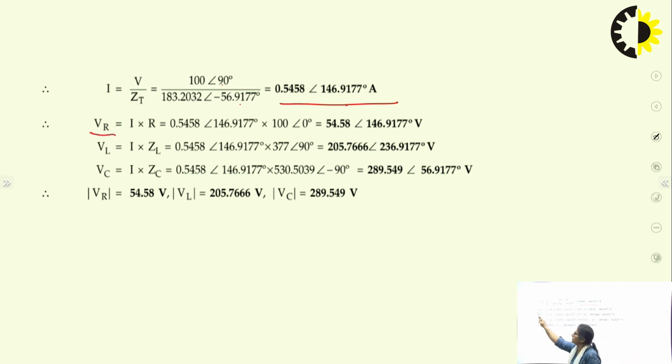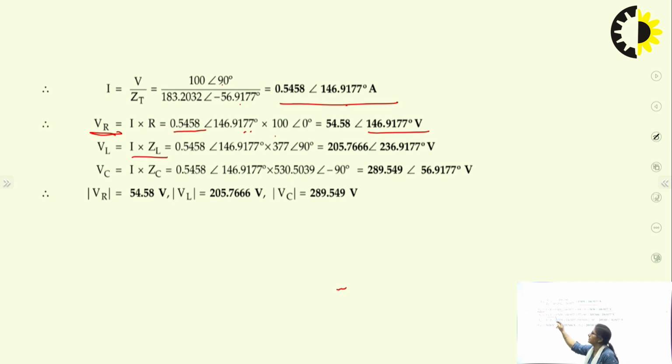Now, what is the voltage across the resistor? I into R. Current 0.5454 with an angle 146.9177. Resistor is purely resistive, that is R with an angle of 0, 100 with an angle of 0. That gets me 54.58 with an angle of 146.9177 as the voltage across the resistance, and the current would be in the same phase. What is the phase of the current? The phase of the current is 146.9177. So, that must be the phase of VR and we are getting it. What is the phase? 146.9177.